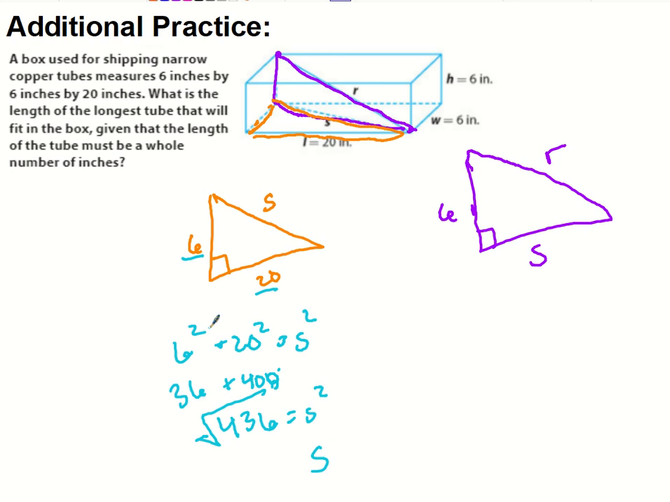So I'm going to find the square root of 436. And right now, just so you know, I'm plugging that into a calculator. Okay. So I got 20.88. Okay. So we got s is equal to 20.88.